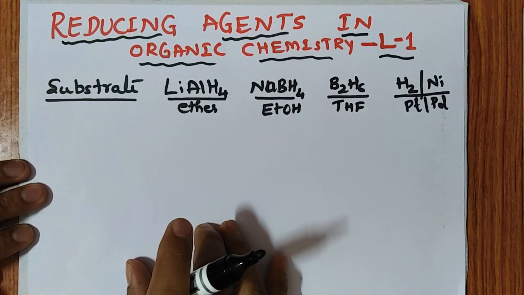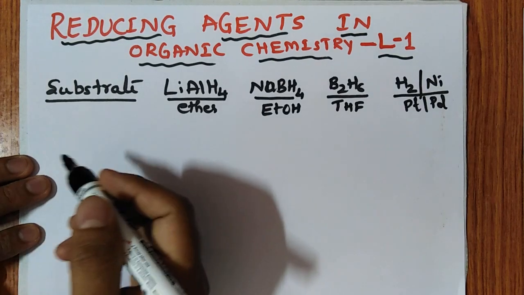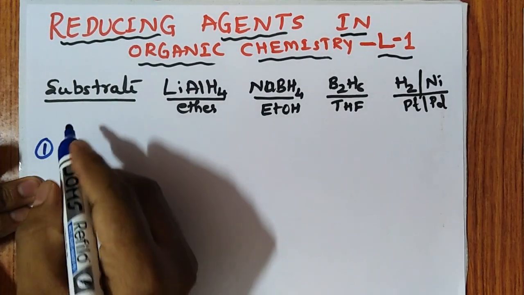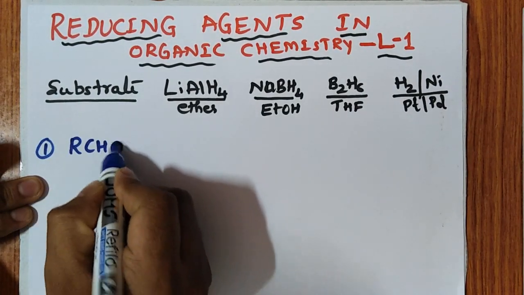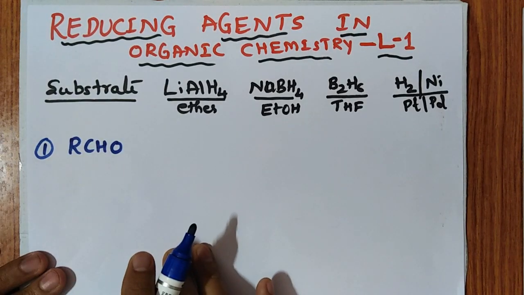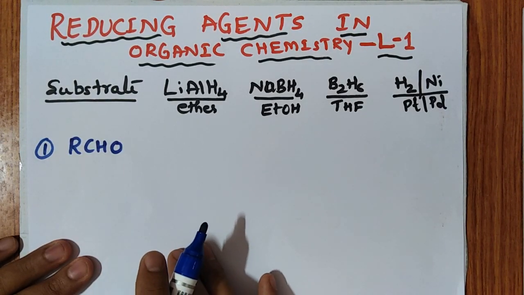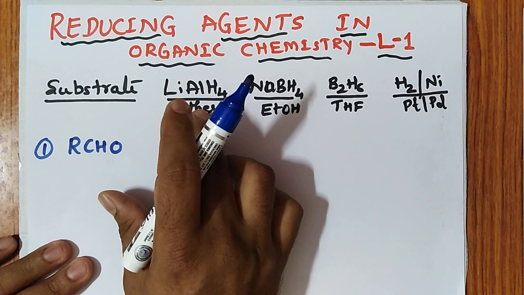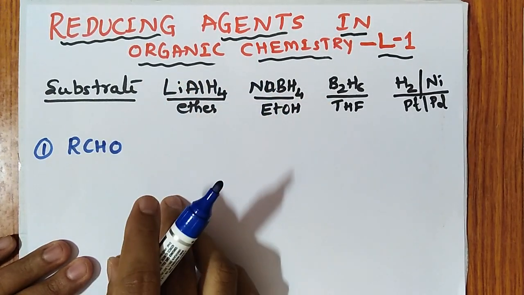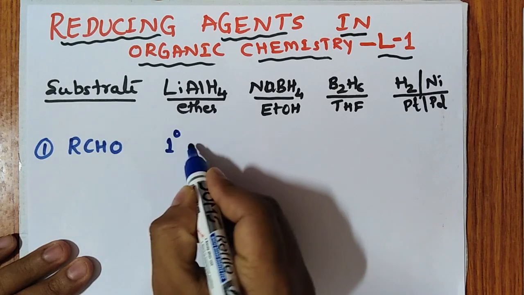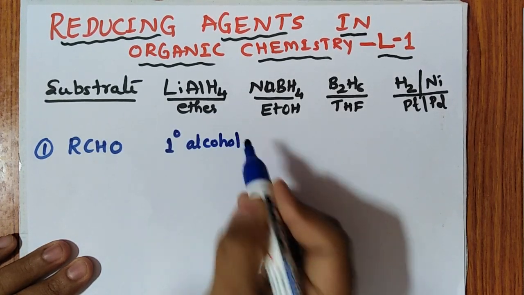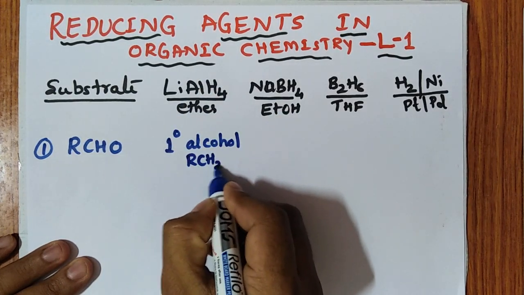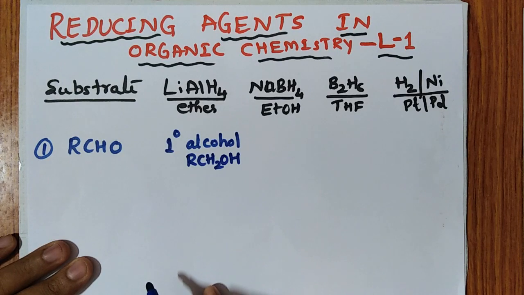So first I will write the substrate. The first one we consider is RCHO. RCHO is nothing but aldehyde, right? This aldehyde, when it reacts with lithium aluminum hydride in ether, a very important reagent in organic chemistry, you are going to get primary alcohol, that is RCH2OH. RCH2OH, that is primary alcohol, you are going to obtain.